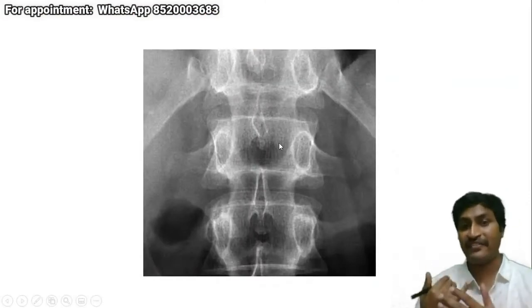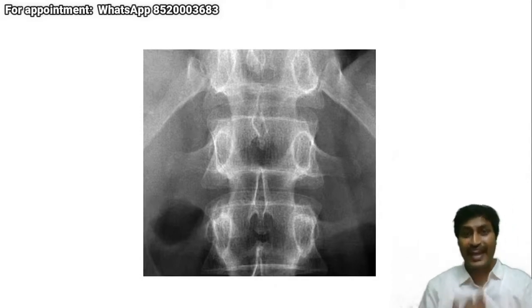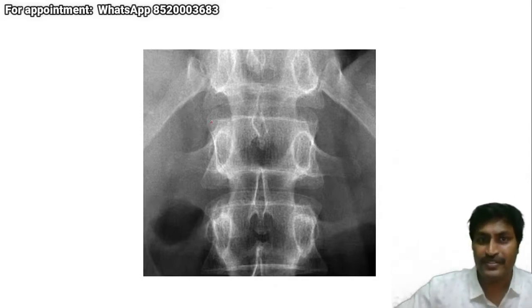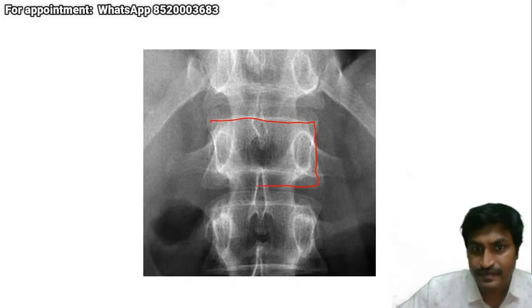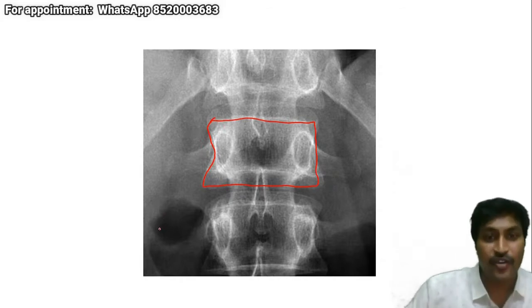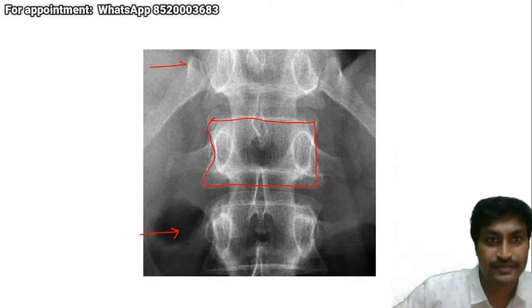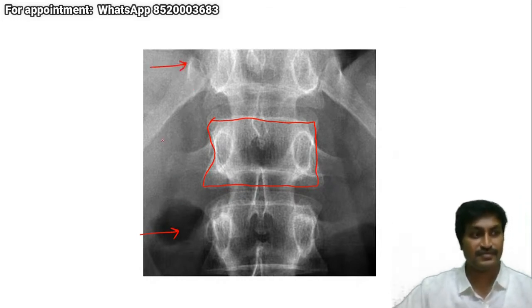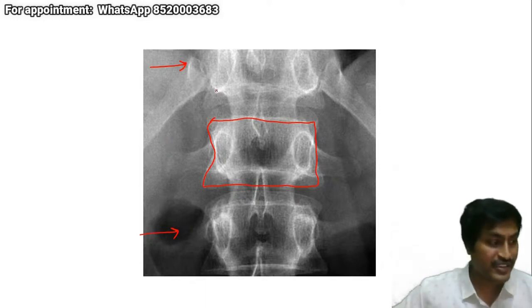So now I have identified the posterior elements. I have identified the middle column. Now I will identify the anterior column. Anterior column is the vertebral body. So identify a square. So similarly, again draw on your screen the vertebral body at this level and the vertebral body at this level. Good. I hope all of you have drawn it.